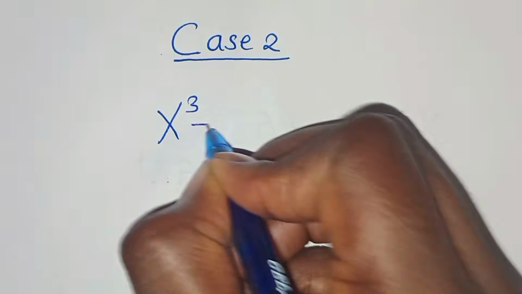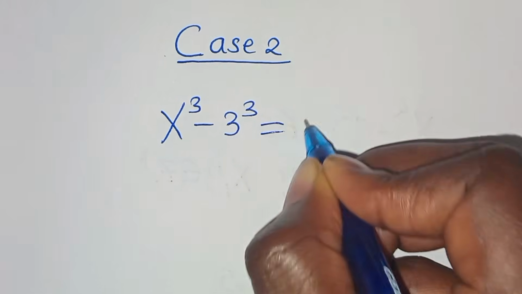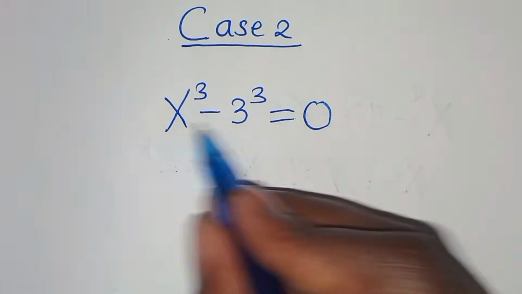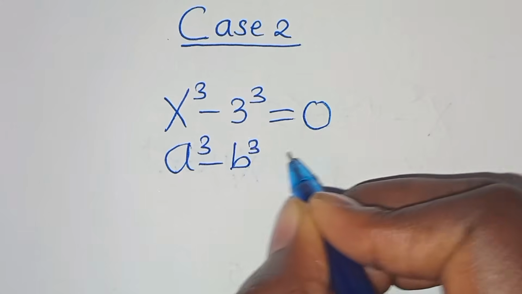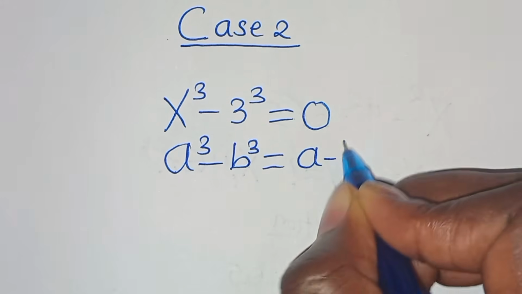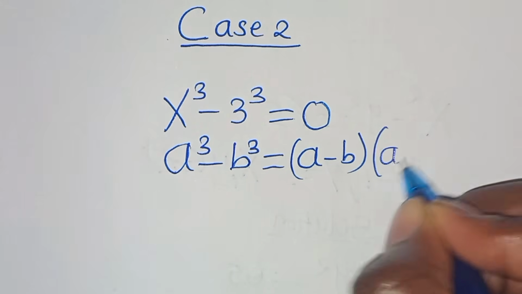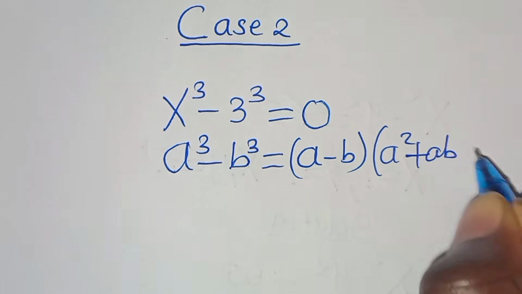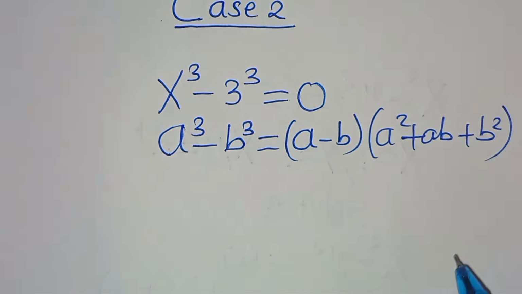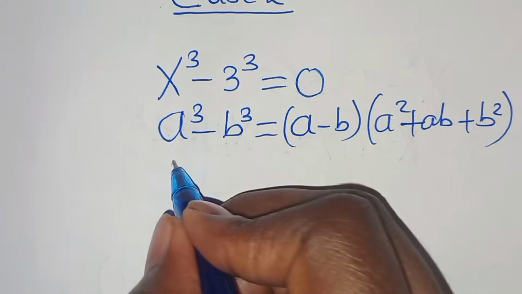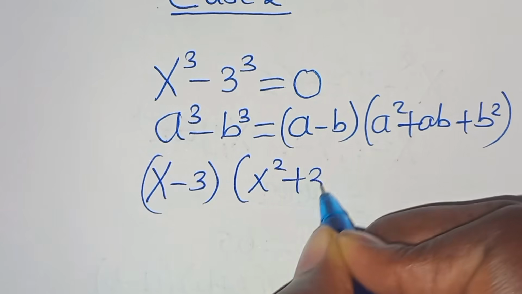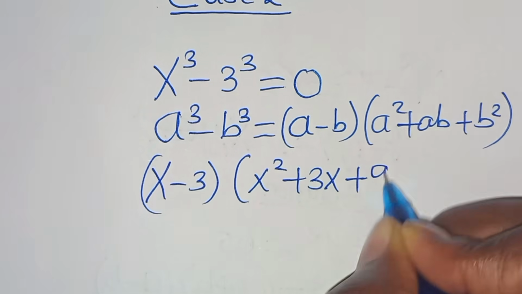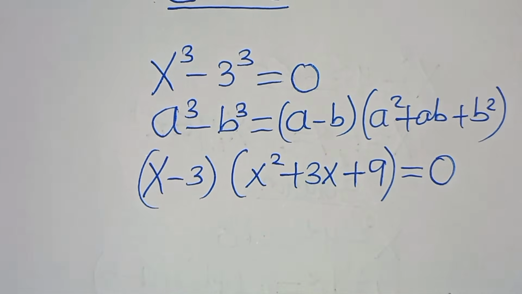Now in case 2 here, we have x to the power of 3 minus 3 to the power of 3. This is equal to 0. This equation here is the difference of two cubes expressed as a to the power of 3 minus b to the power of 3, which we can express as a minus b, a squared plus a times b, then plus b squared. Applying this identity, then here we have x minus 3, x squared plus 3x, then plus 3 squared, which is 9. This is equal to 0.